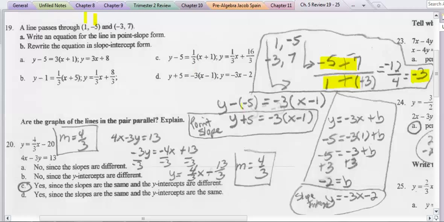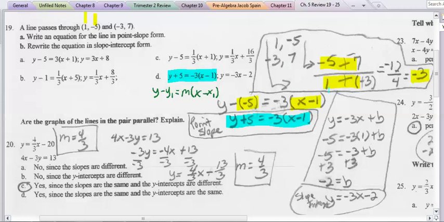So I took those and I put them into the point-slope form. Remember, it's y minus y1 is equal to m times x minus x1. Okay, I did that. I keep, change, have this, so this is my point slope form. Now I look at my choices, and it looks like the only choice that's going to work is this one.